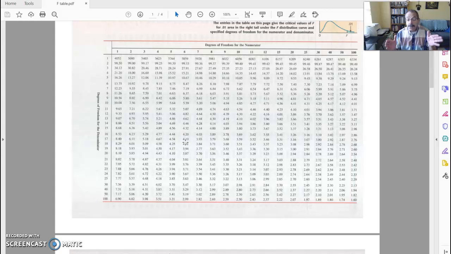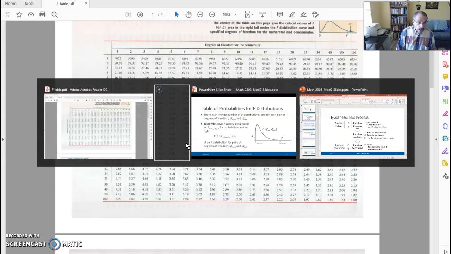If you haven't printed them, stop here, go print them, because we're going to use them in an example. All right.